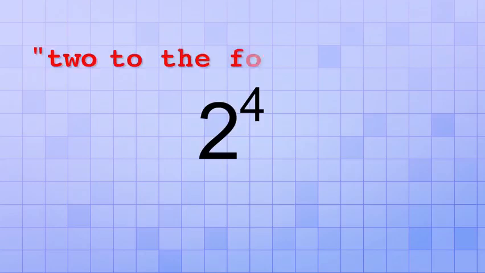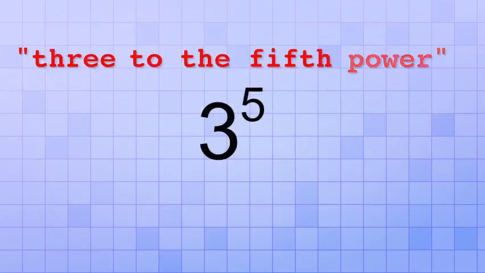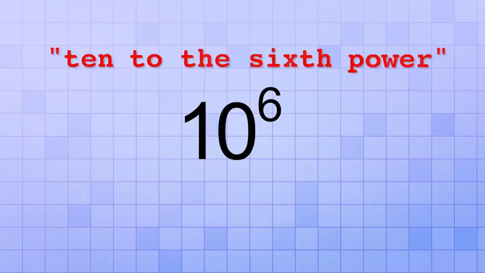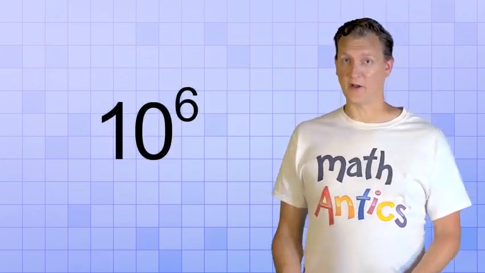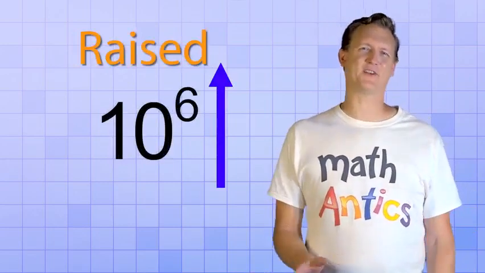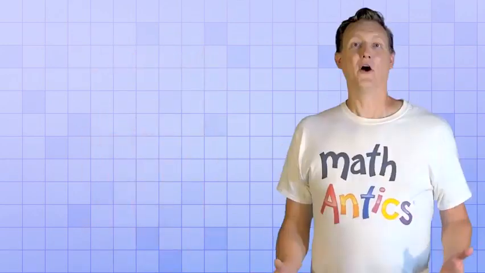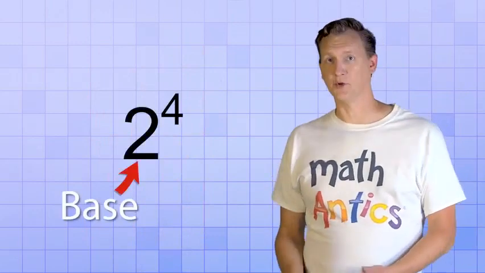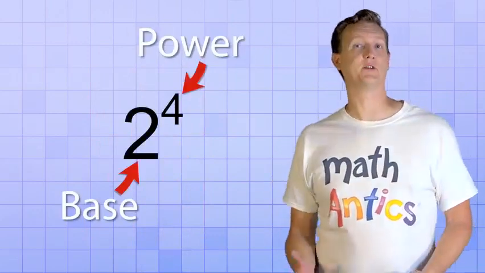For example, this exponent would usually be read 2 to the 4th power, or just 2 to the 4th for short. And this exponent would be read 3 to the 5th power, or just 3 to the 5th. And this exponent would be read 10 to the 6th power, or just 10 to the 6th. Get the idea? Oh, and you'll often hear people say that a number is raised to a certain power. You know, because it sounds kind of cool. But it's just another way of saying the same thing. Okay, so now you know what the 2 numbers in an exponent mean. The base is the number that gets multiplied, and the power tells you how many times to do it.